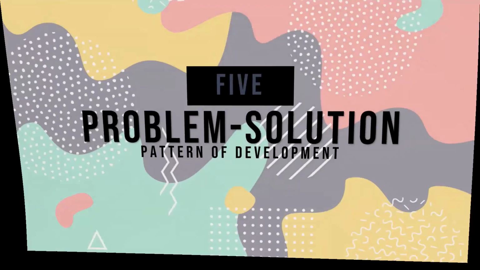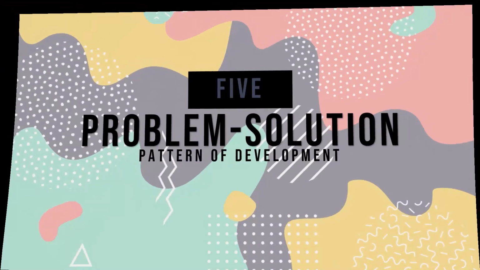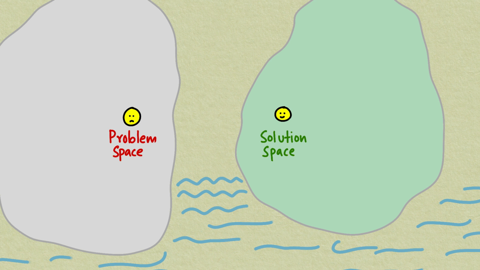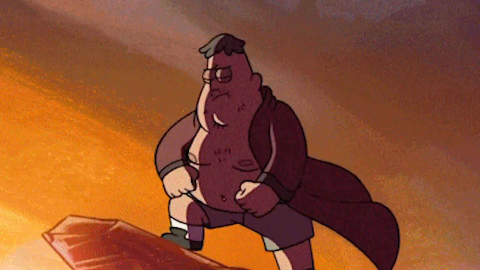Number 5. Problem solving. A problem in general is an unsatisfactory situation that causes troubles or difficulties. Therefore, it needs a solution, a way to deal with the situation so that the troubles or difficulties are removed. This pattern is used to deal with topics that pose problems and present solutions in a logical manner.